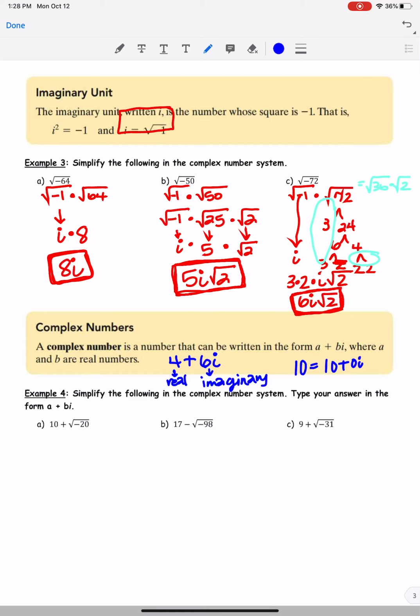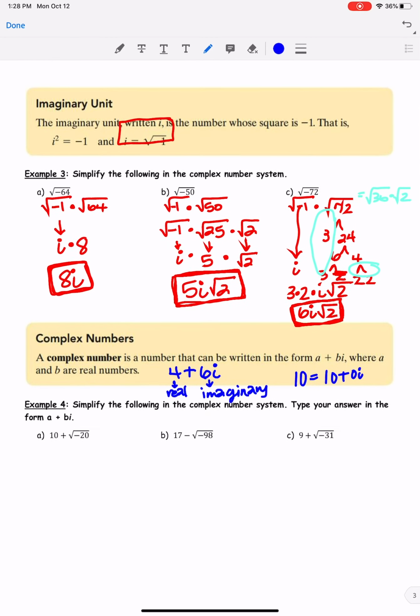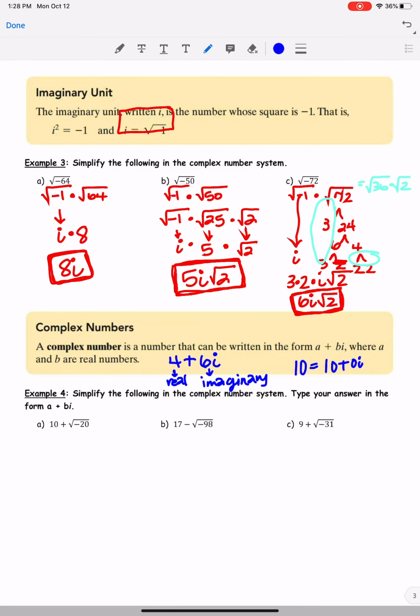Okay, those are the same thing. Just like when you have something like 4 plus 6x, you can't combine them, right? Because they're not like terms. Same thing with an imaginary. You can't combine when one's real and one's not. So really, these are all the exact same thing that we've been doing. It's just now you have a number in front that carries down with you.